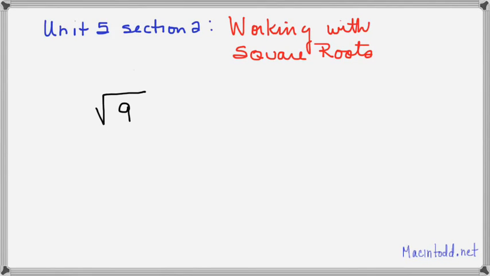Alright, this is a brief lesson on working with square roots. First we should probably define what a square root is. The square root of a number is a value that when you multiply it by itself gives that number. So, for example, the square root of 9 is asking what number multiplied by itself gives you 9. Well, the answer we know to this is 3, because 3 times 3 is 9.